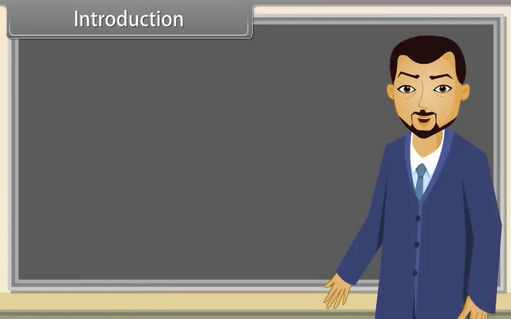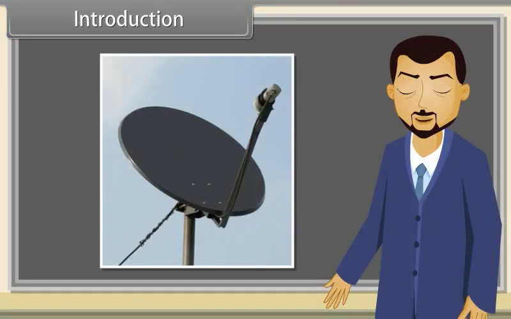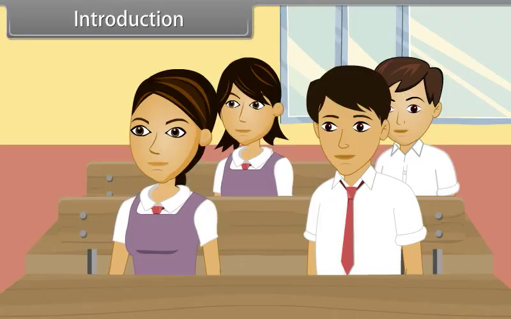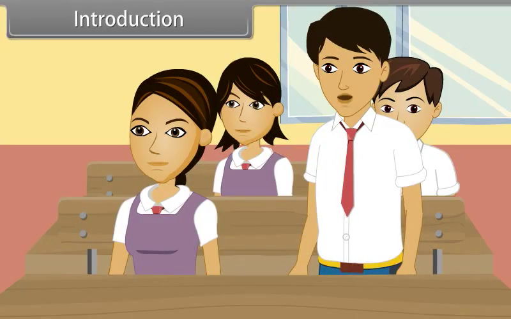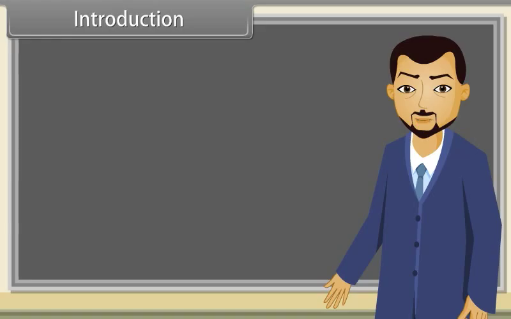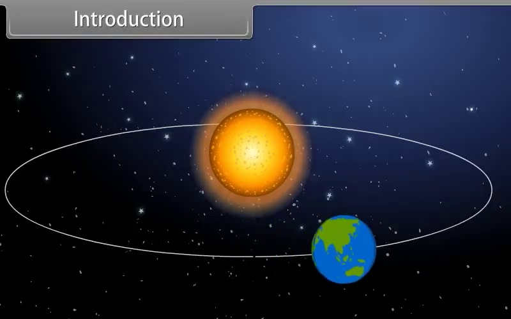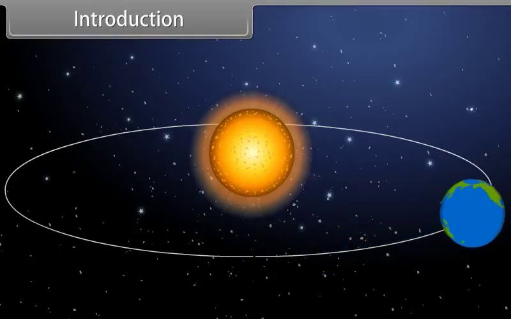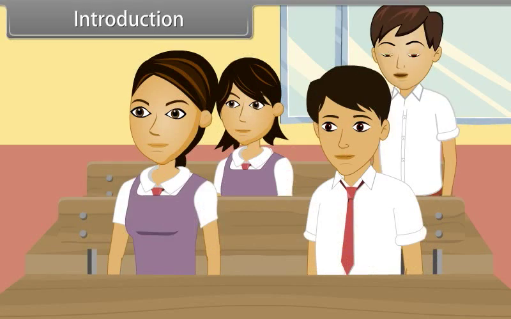How many of you have a dish TV at your home? And do you know what kind of shape it has? Yes, it is a parabolic shape. Do you know what kind of path Earth follows while revolving around the sun? Yes, it is elliptical in shape.